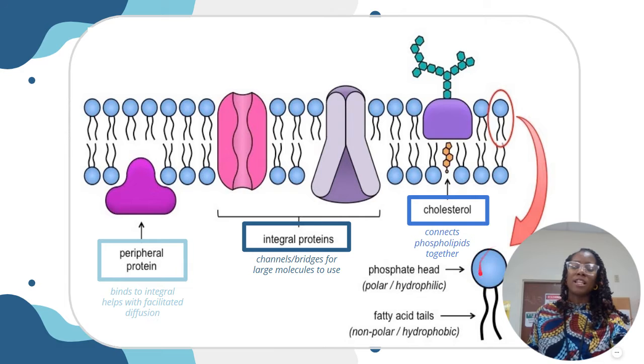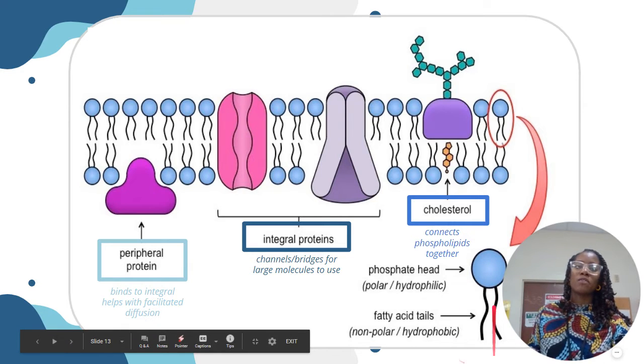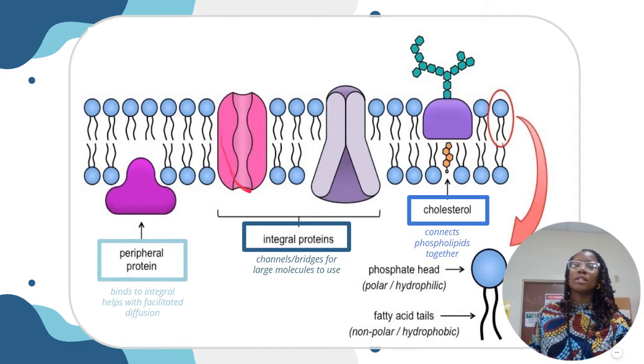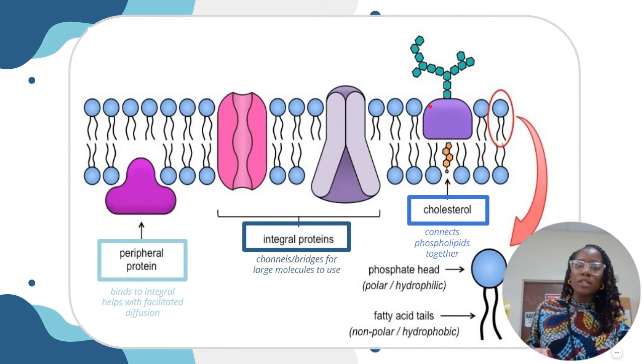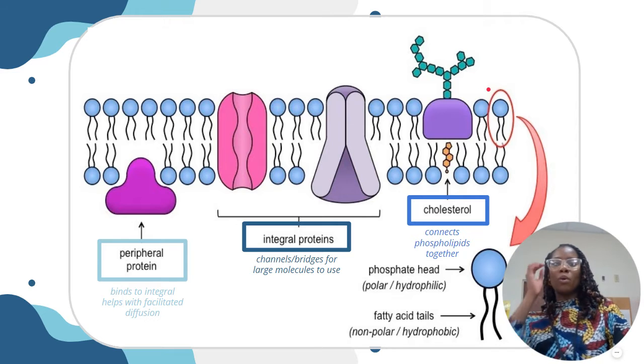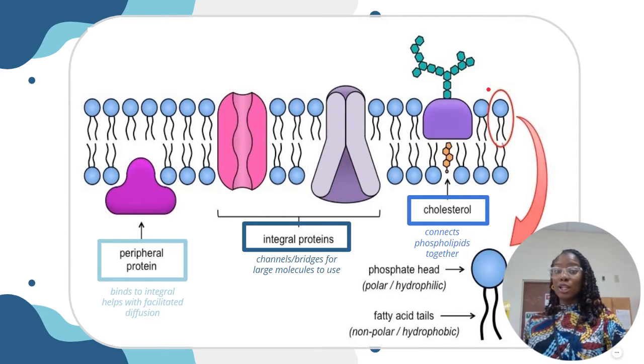We have our phosphate heads and tails on our phospholipids. We have cholesterol. We have peripheral proteins, and of course, integral proteins. We also have what are called glycoproteins, aka cellular ID cards, but we don't have to know that at this level of biology.